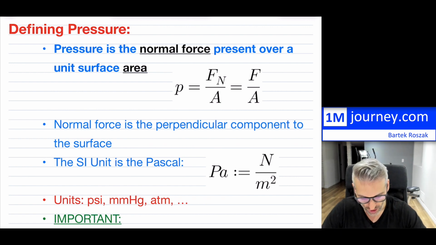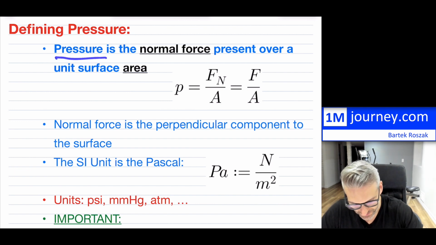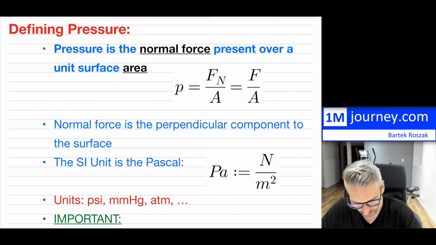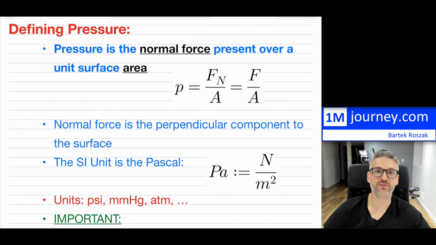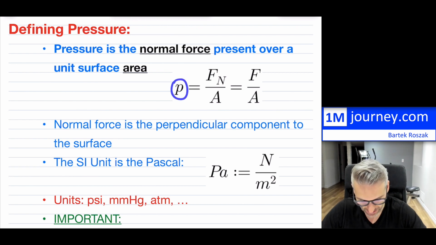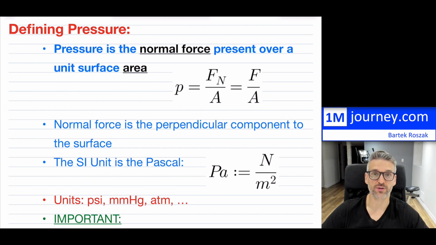So here on the screen, you can see that I have taken pressure right there, and I define it with respect to the normal force that you have present over a unit surface area. So this isn't a very difficult definition to think about. So pressure here is going to be the little p that you have, and then you have your force, which is the normal force, which I'm going to explain in just a moment, and it is being divided by, so it's spread over a particular area.